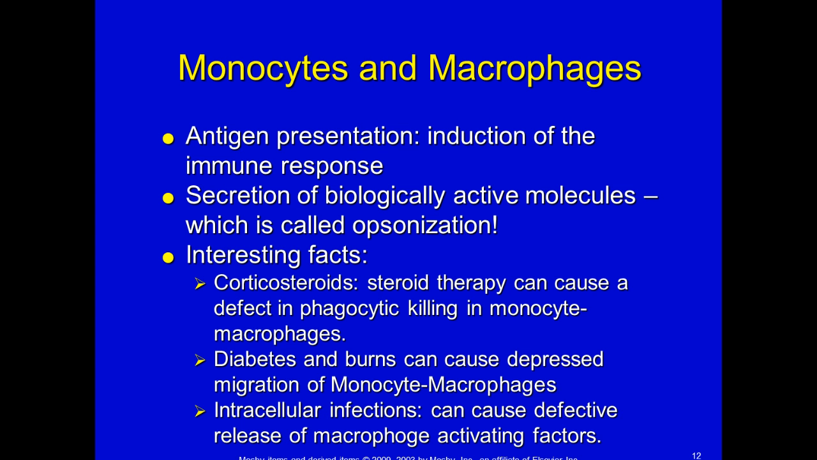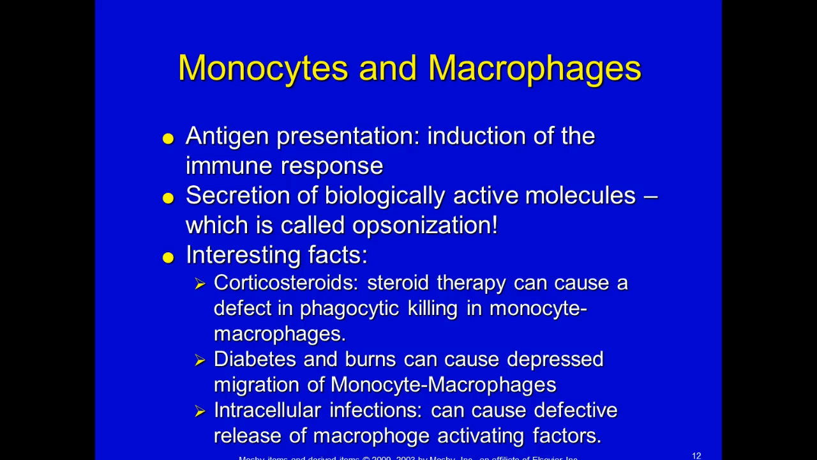Here are some interesting facts for you. Have you ever heard of people taking corticosteroids or getting a steroid injection in some part of their body that's inflamed? Like an athlete getting it in their knee or their back. Some people get steroid injections in their back. Some people get a rash, a big puffy, itchy rash, and you put a steroid cream on it, such as cortisone. So that is a steroid therapy that can cause a defect in phagocytic killing in monocyte macrophages, so it stops the inflammation from happening.